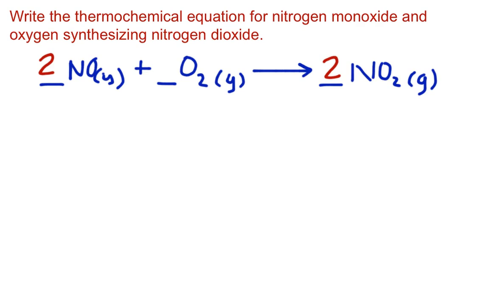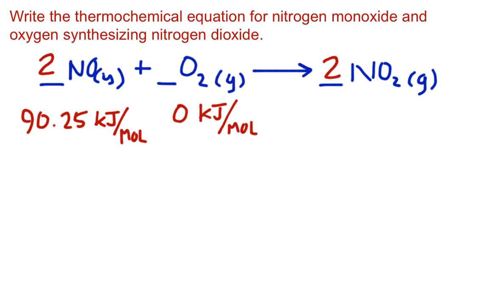When we look up the heats of formation of these, we find that nitrogen monoxide has a heat of formation of 90.25 kilojoules per mole, while oxygen is 0 kilojoules per mole. And the reason that it's 0 kilojoules per mole is that oxygen naturally occurs in this state of matter. NO2 has a heat of formation of 33.18 kilojoules per mole.